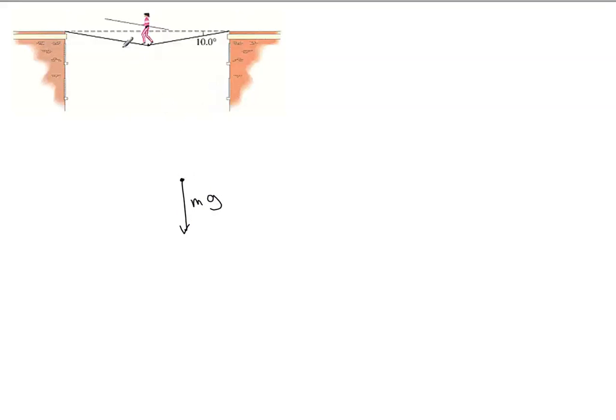Then we have these two ropes pulling upward on her, like this and like that. We'll call it T1 and T2. And that's all that's going on. So we put in our two axes. There's the x-axis. This was the y-axis, and this is the x-axis.